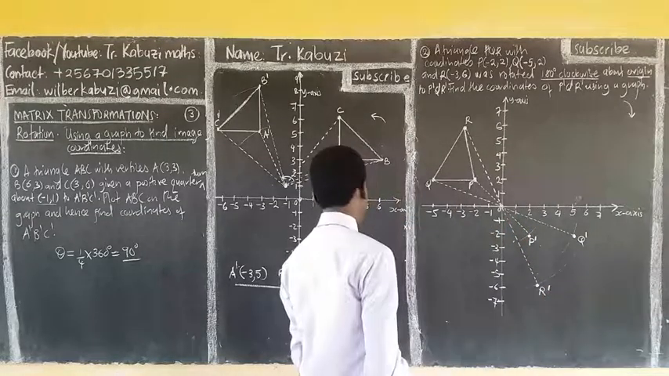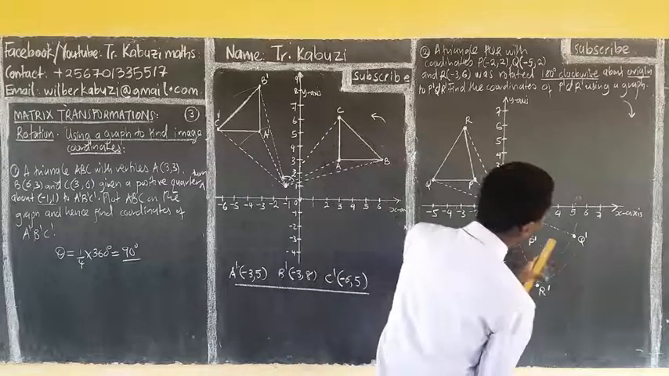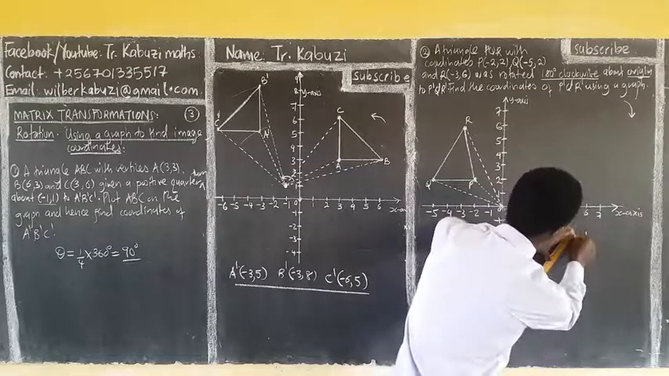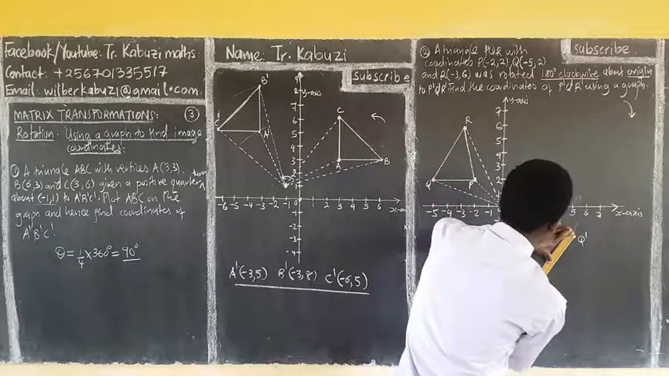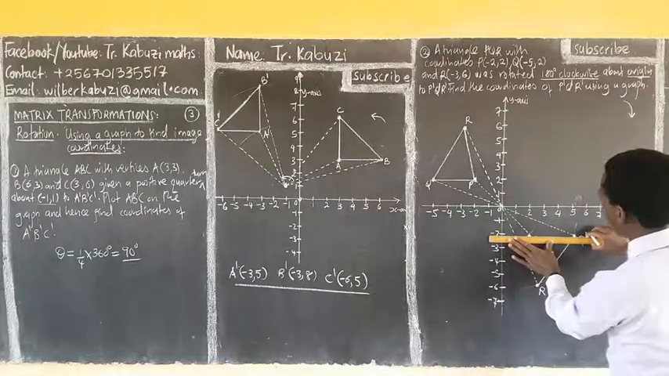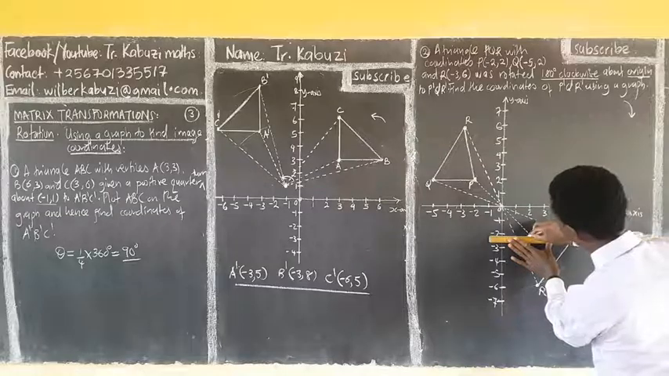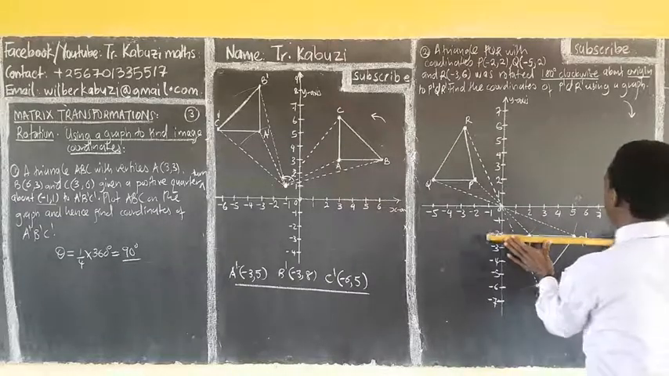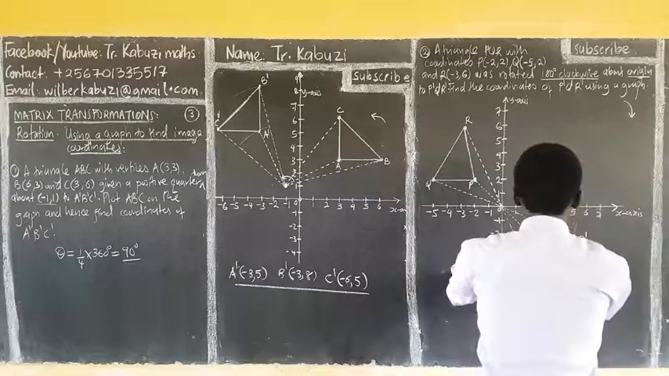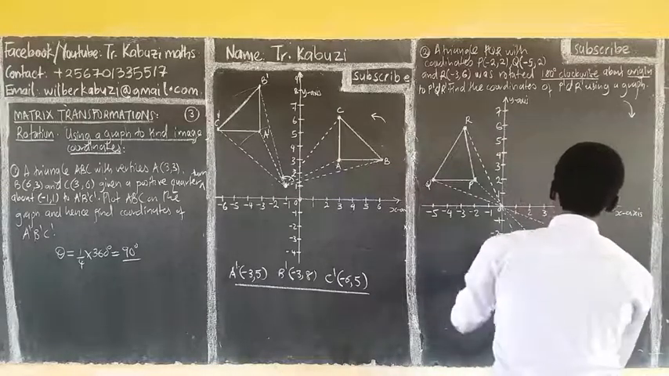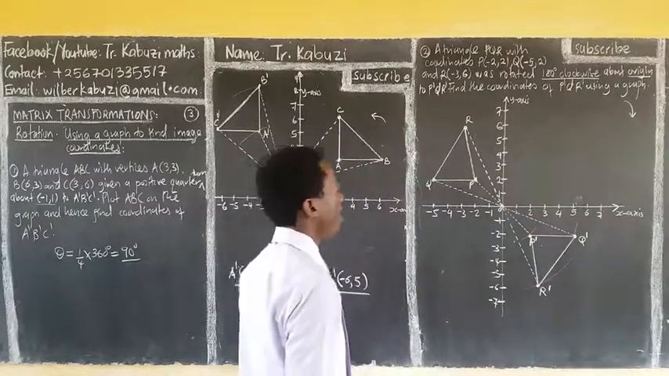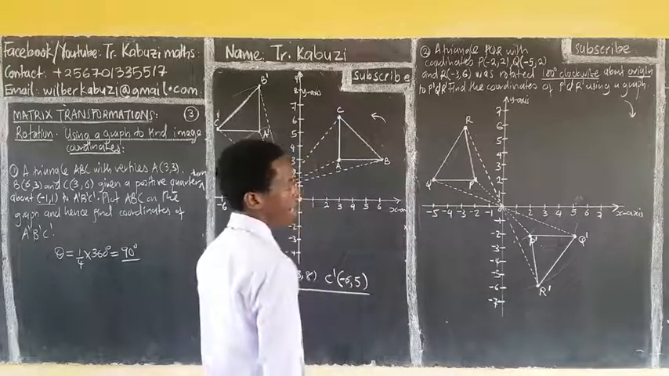And so this becomes now R prime. Then after that, all you need is to join those coordinates. You see that will be our triangle, similar to the one we have there. So that's what we do, members.